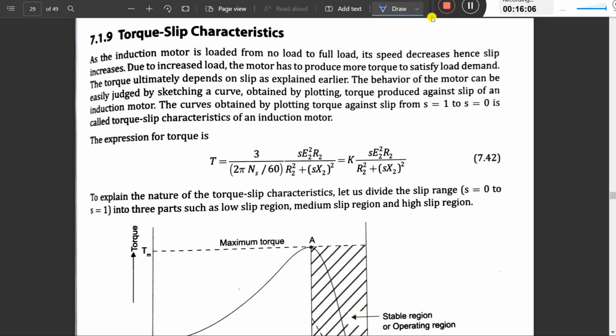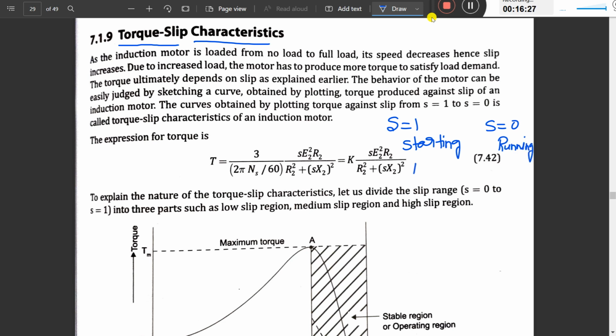After completion of basics, now we will go with the torque slip characteristics. In this, we have to take slip values from 1 to 0. It means from starting to running condition.